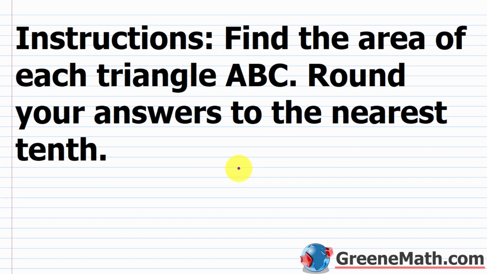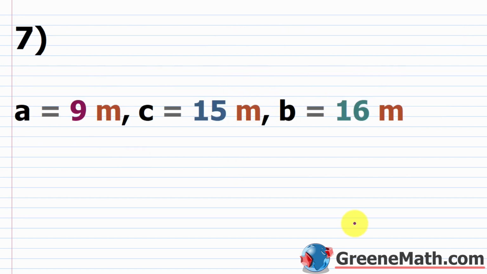All right, let's take a look at the next section where the instructions tell us to find the area of each triangle ABC. Round your answers to the nearest tenth. So for problem 7, we're given the length of the side A is 9 meters, the length of the side C is 15 meters, and the length of the side B is 16 meters.